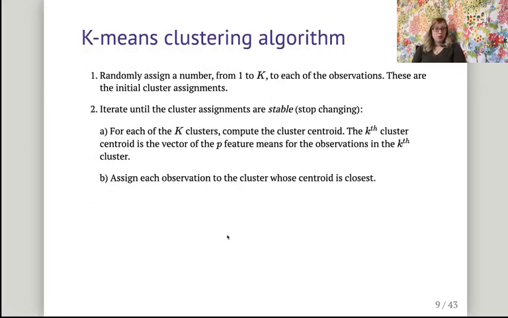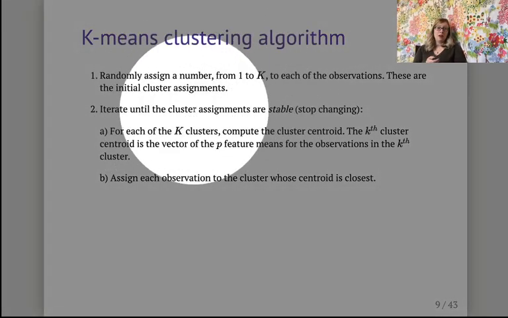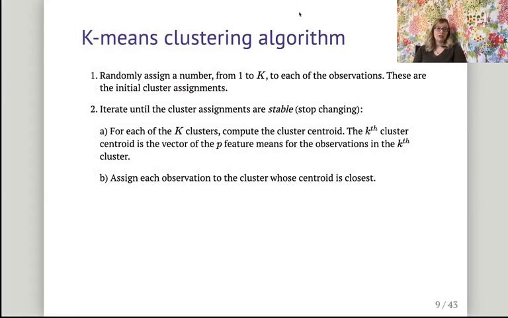So here's how this will work in practice. We'll randomly assign a number from 1 to k to each of the observations. These are the initial cluster assignments. These clusters don't have to have the same number of observations. In fact, there's no guarantee that they will have the same number of observations. So we don't need to assign equal numbers to these initial clusters. Until the cluster assignments are stable, or in other words, stop changing, here's what we'll do.